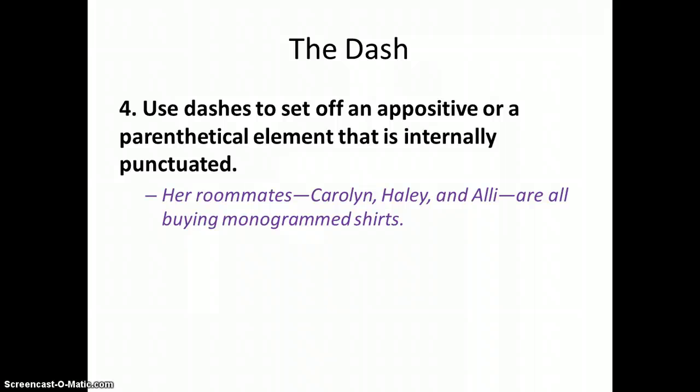Another reason that we use dashes, and this one is maybe a little bit more for clarity. If you have an appositive, and remember an appositive is a word or phrase that is renaming a noun in a sentence, a noun that comes before it, okay? If we have an appositive that already has internal punctuation like commas, if we're listing something, rather than add more commas, which is what we usually use to set off appositives, we use the dash here for clarity so that we're not overloading our sentence with commas. So here, our roommates—Carolyn, Haley, and Allie—are all buying Monogram shirts. Because we have a list of names in that appositive, we use the dashes to set it off just again so we don't have a ton of commas in our sentence.